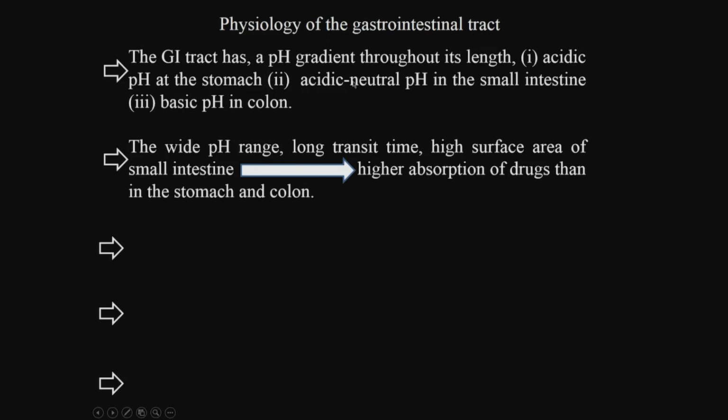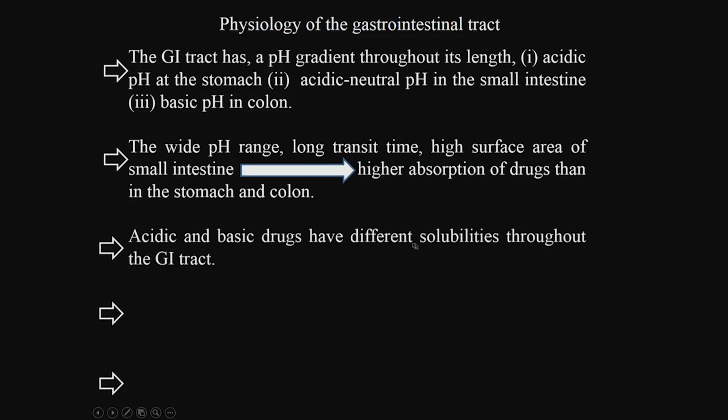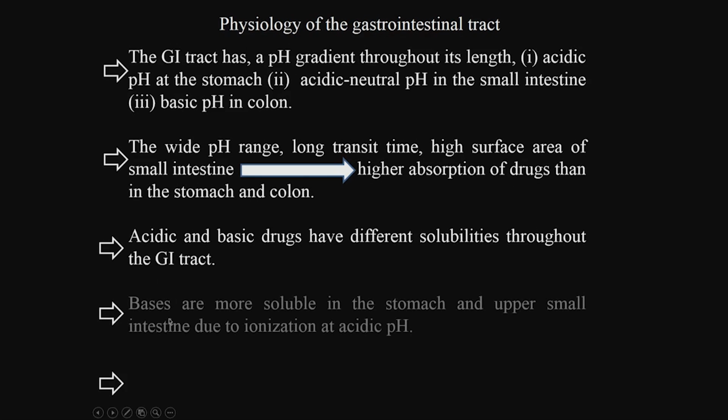Acidic pH at the stomach, acidic to neutral in the small intestine, basic in the colon. This wide range of pH, long transit time, and high surface area of the small intestine mean most drugs should get higher absorption there than in the stomach and colon. Acidic and basic drugs have different solubilities in the GI tract. As you can see, acidic drugs, that is pKa is acidic, basic drugs pKa is basic. So, they will have different solubilities in the stomach.